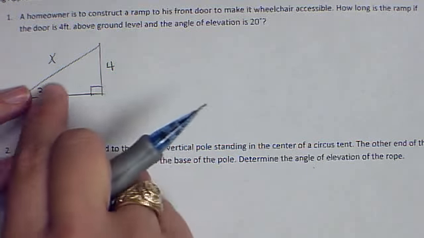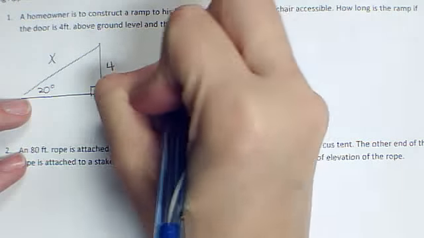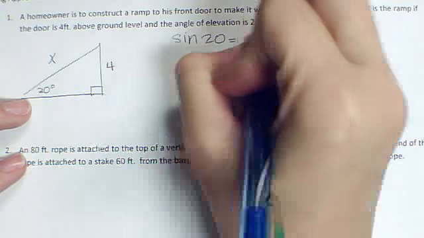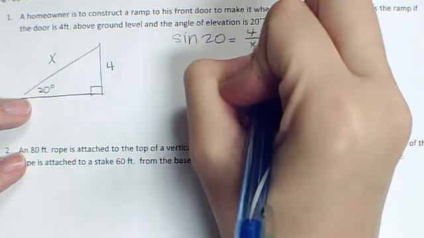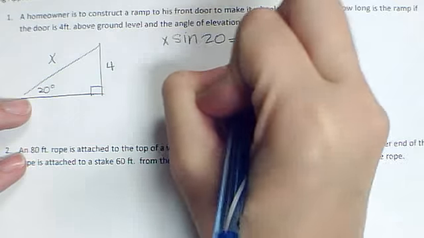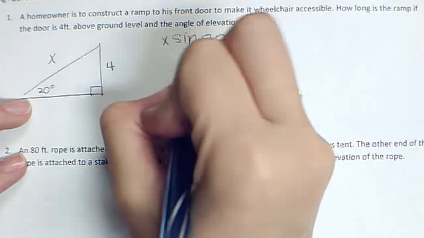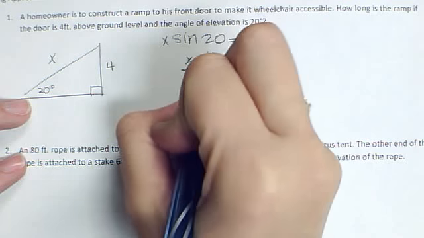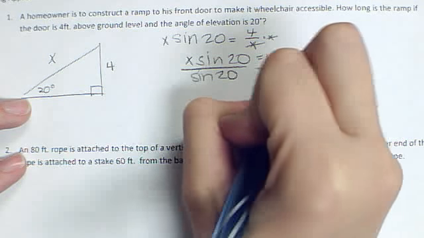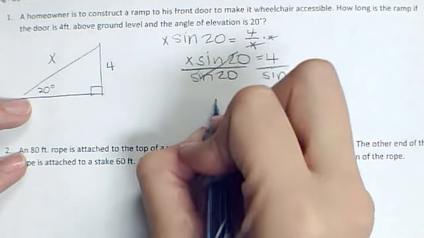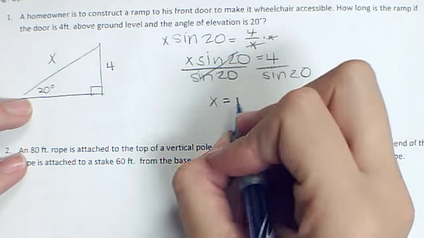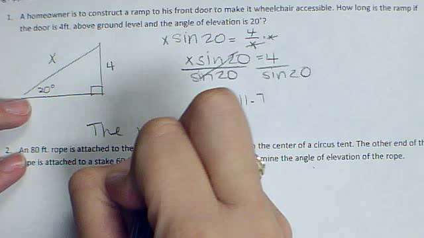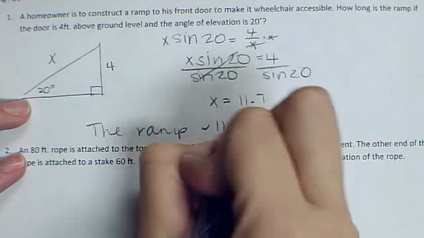So in this one, the angle, opposite, and hypotenuse is the relationship of sine. So I'm going to do sine of 20 degrees equals opposite, which is 4 over x. To solve, I'm going to multiply both sides by x, and I'll have x sine 20 equals 4. To get x by itself, I'm going to divide both sides by sine of 20. When I put that in my calculator, I get that x is equal to 11.7. So the ramp is about 11.7 feet long.